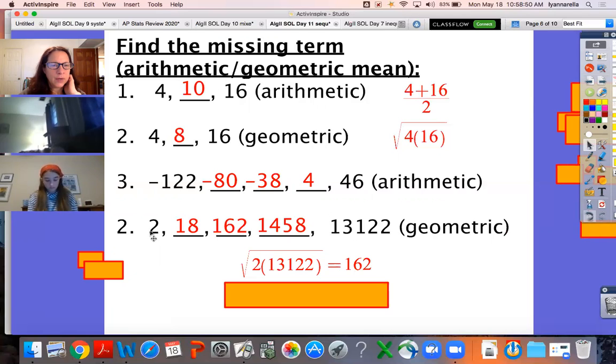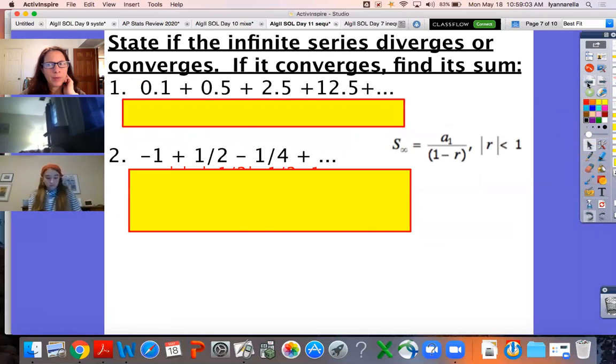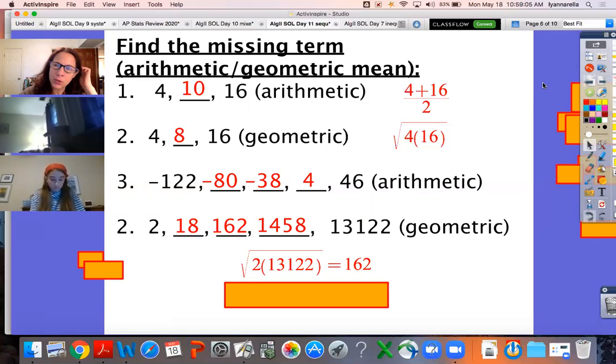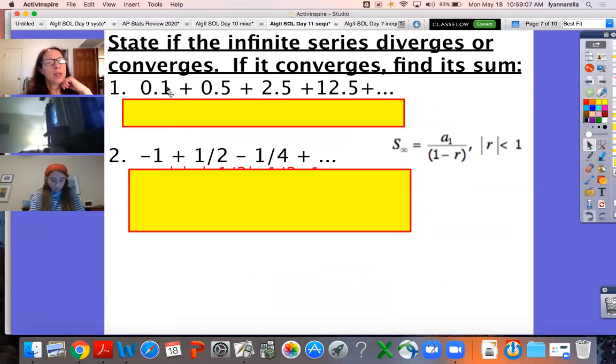And again, 18 divided by 2 is 9. I'm guessing 162 divided by 18 is 9. 1458 divided by 162 should be 9, and this divided by this should also be 9. So that's a check. Remember, these are not on the formula sheet, so you actually need to look at this template.